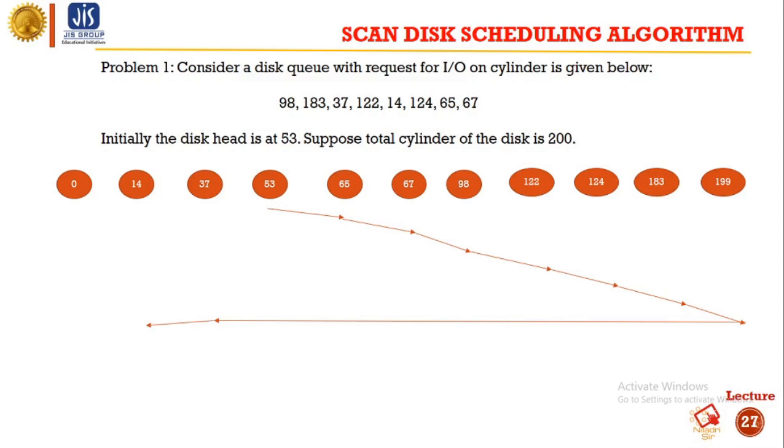So we will start from the head and we can move in any direction. Okay, so after moving in any direction we will go to the end of that direction. In this case we will go to the end, that is 199, and after that we will move to the opposite direction and we will move to the first element in the opposite direction, that is 37, and after 37 we will move to 14.